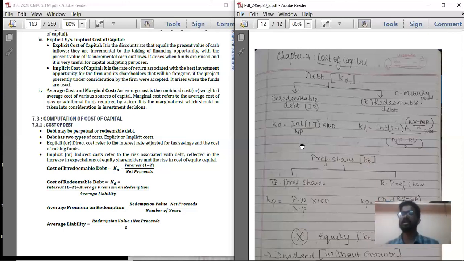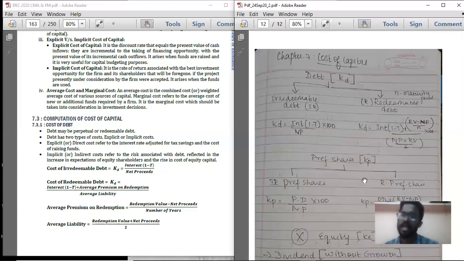The net amount which you are taking back in hand, after issuing debentures, after giving certificates, after finishing all the process, how much is the amount left in hand? 95,000. So that is called net profits. Net profits is nothing but issuing price minus floating cost. Then you will get net profits. So for irredeemable debt, KD is interest into 1 minus tax rate divided by net profits into 100. Now moving on to redeemable debt on the right hand side.